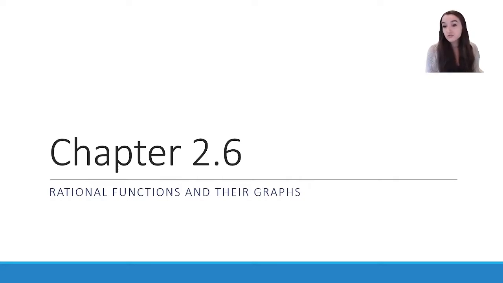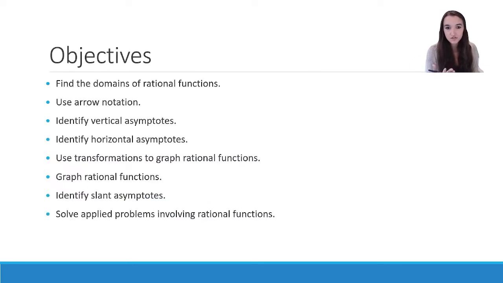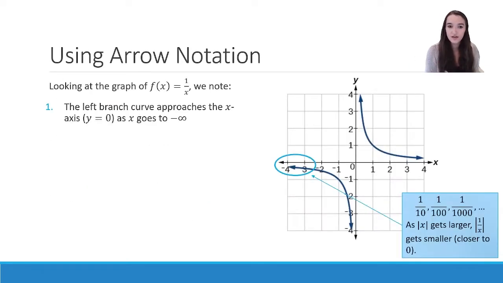What we're going to be doing is dividing polynomials. But instead of just doing the division, we're going to see what the graphs of those divided polynomials actually look like. In order to do that, we're going to start by defining something called arrow notation. We've seen a bit of arrow notation when I introduced end behavior in chapter 2.3. Now we're going to look at it a bit more formally.